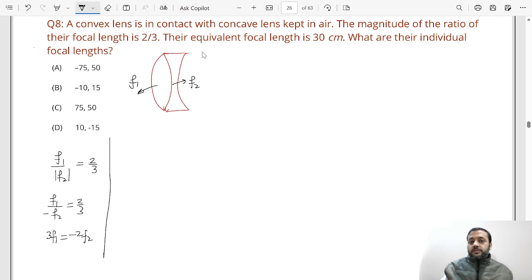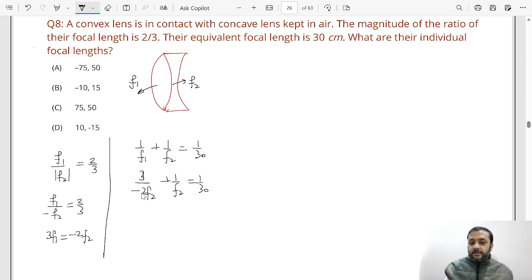Cool. Now the question is saying that their equivalent focal length is 30 centimeters. That means 1 upon f1 plus 1 upon f2 equals 1 upon 30. Now we can put the value of f1 as minus 2 f2 by 3. So if I put f1 as minus 2 f2 by 3, plus 1 upon f2 equals 1 upon 30. So look, what does this become?